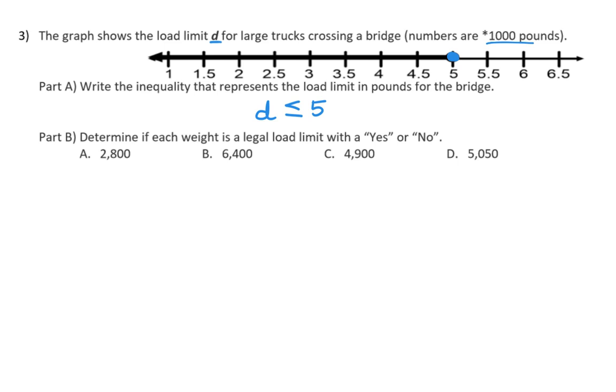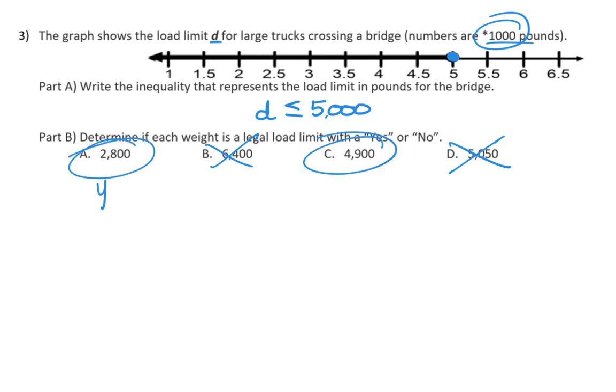Now if I wanted to get crazy, I could put 5,000 because the numbers are in thousands, so I could either put 5 or I could use 5,000. All right, and let's see which one is a legal load. So numbers less than 5,000 are what I want. So this guy's out, and both of these numbers are less than 5,000, so those would be yeses. All right, and you know what? Even if there was an option E that said exactly 5,000, then that would be good too. Okay, I want anything less than 5,000.